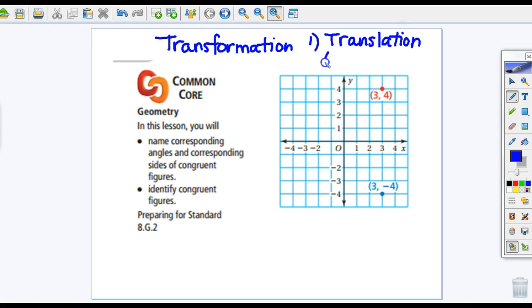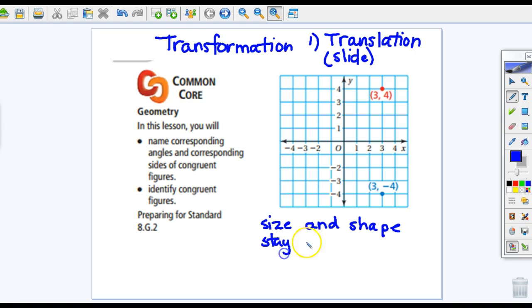And the word I want you to associate translation with is the word slide. Okay? So when we slide something over, let's say you had your salt shaker here and you slid it over here, the only thing that changes is the location. Okay? The size and the shape stay the same. The only thing that changes is its location.